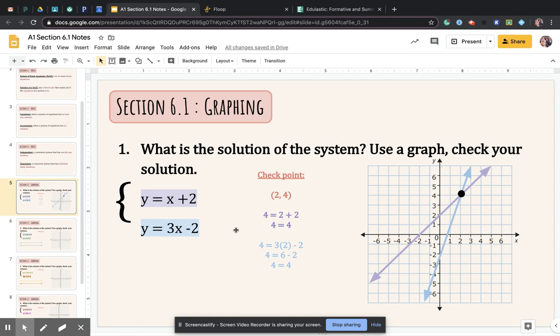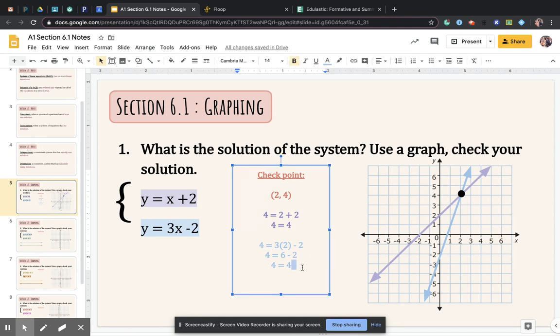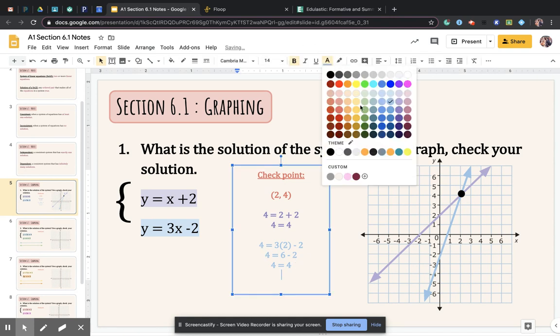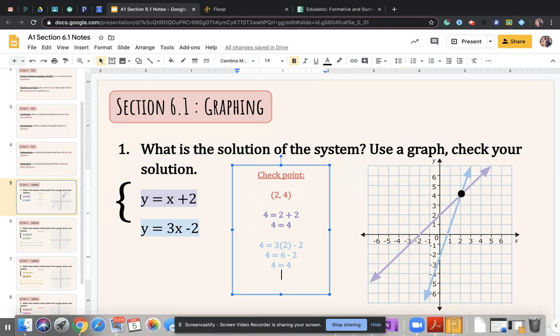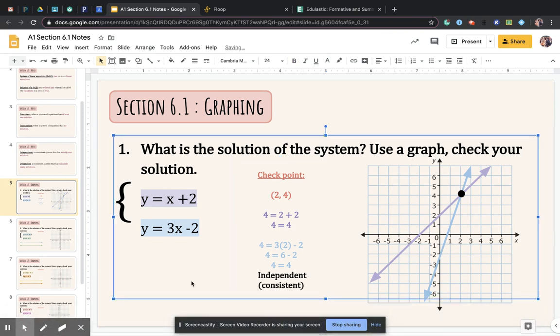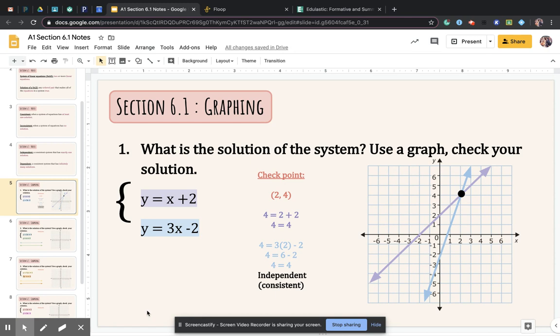Also, side note for this, using the vocab words that we had, because it is one solution, we could say that this is independent. And independent is automatically consistent. Part of the definition, right? Independent is a consistent system, so it automatically becomes consistent.